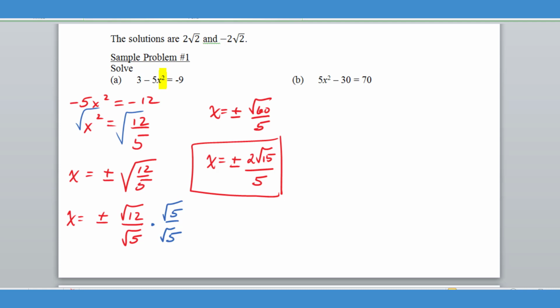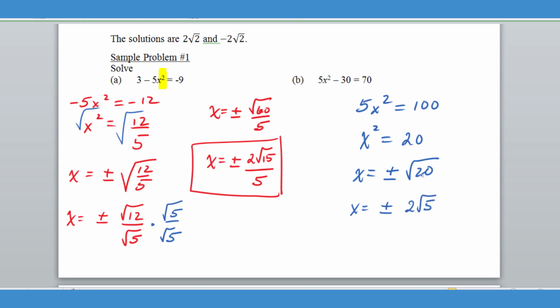Alright, now let's look at part B. Part B looks a little bit more straightforward. Again, we're just trying to isolate the x squared term first. Then once the x squared term is isolated, I can use the square root of both sides. Make sure that anytime you square root both sides, you need a plus or minus with the radical. And then that gives me x equals plus or minus 2 times the square root of 5.